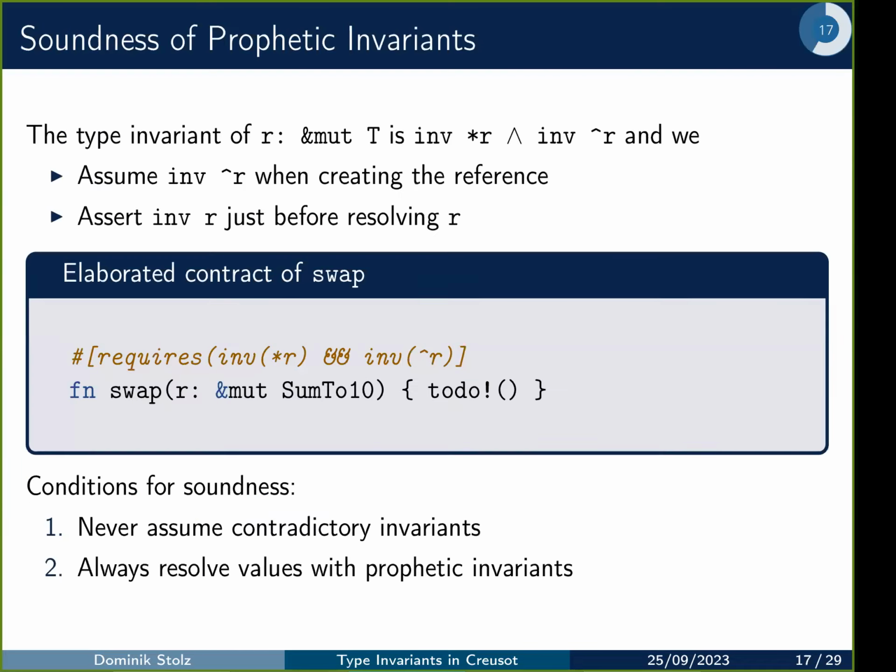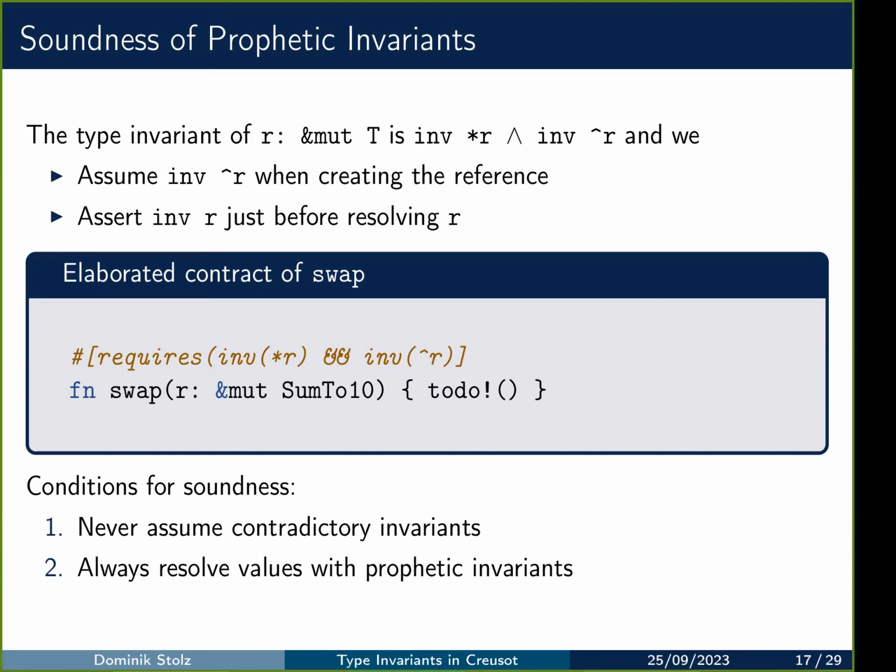And so we start out with exactly what Rolf asked, talking about the invariant of a value R that is a mutable reference. The invariant of a mutable reference is the conjunction of the invariant of its current value and the invariant of its final value, which also makes sense if we consider that Creusot understands mutable references as a pair of current and final value, and then we just turn that pair into a conjunction of the invariants.